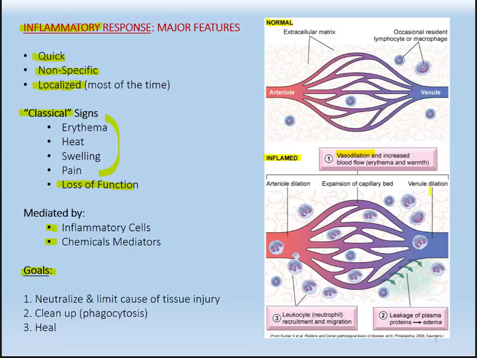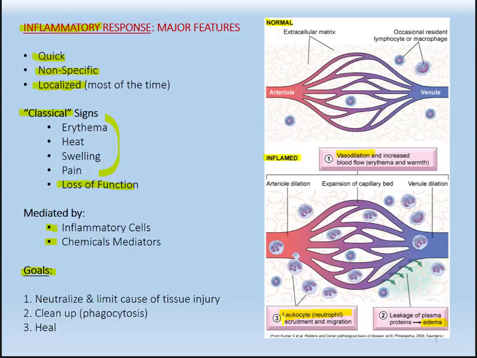There is also going to be an increase in the presence of fluid within the interstitial spaces, so edema. So we're going to have leakage of the plasma proteins, and we're going to see an influx of white blood cells, and neutrophils is really the one that we're going to be focusing on today.